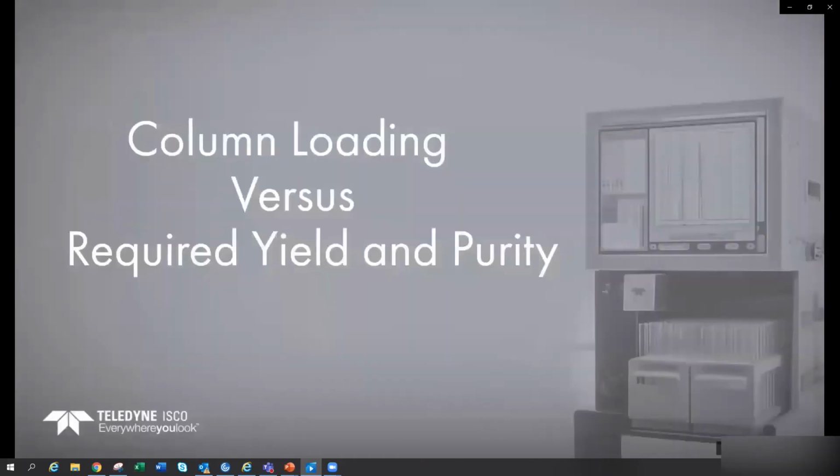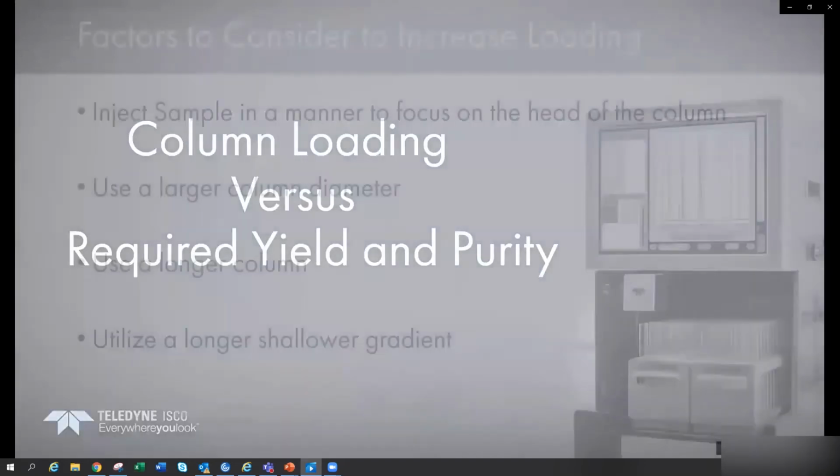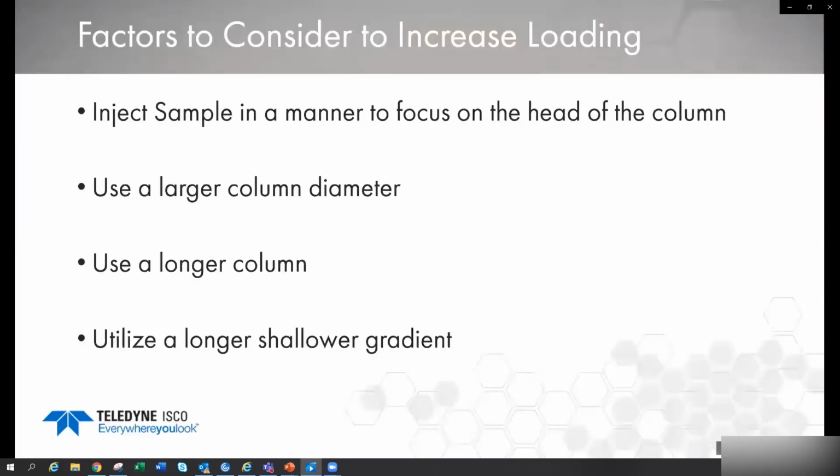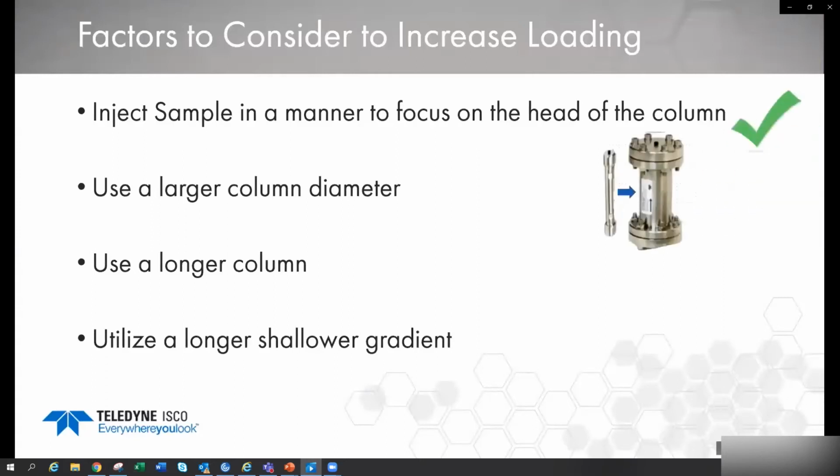So now I'm going to get into some column loading and yield and purity requirements, as many of my customers get into. The first thing that you would want to make sure of is that your sample is focusing on the head of the column, and we've actually checked that one off. We can use a larger column diameter. If we go from a small column up to a larger column, that usually helps us load considerably more than if we were to just take a longer column.